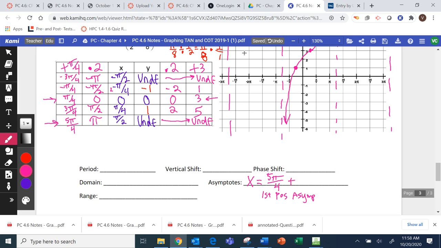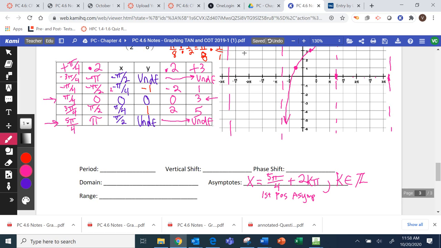Then we have to figure out how far apart they are. Normally they're pi apart, but there was a horizontal stretch on this. How far apart are they? What is the amount of 4 blocks on this graph? John, how far apart are these lines? 2 pi. So I write 2k pi, where k is an element of the integers.